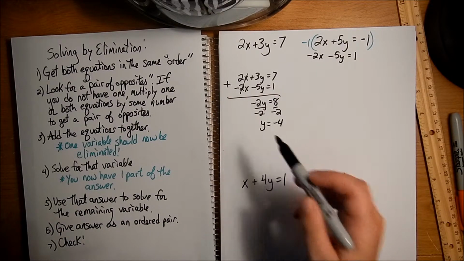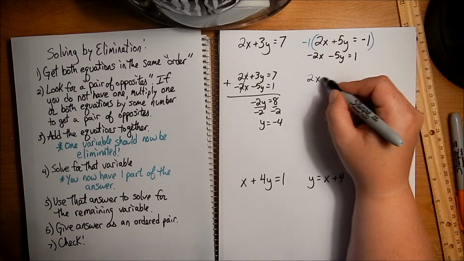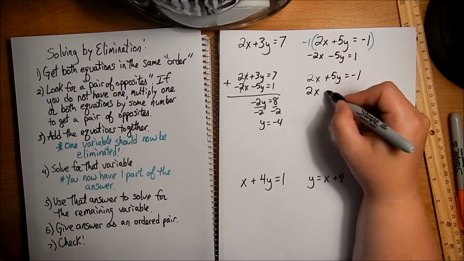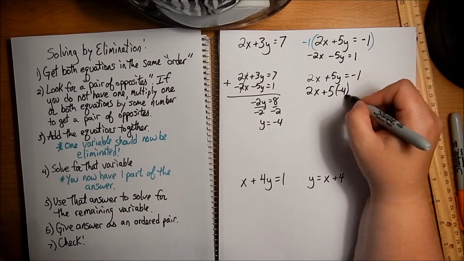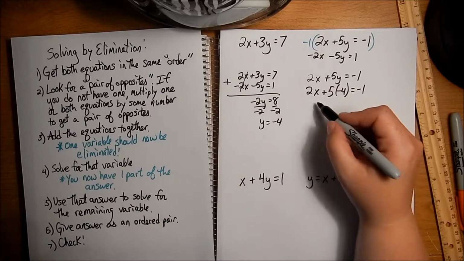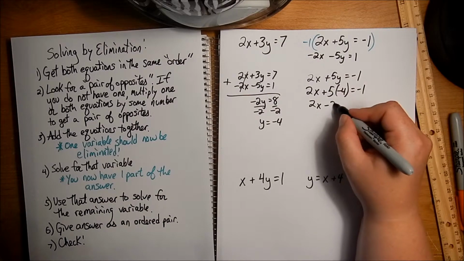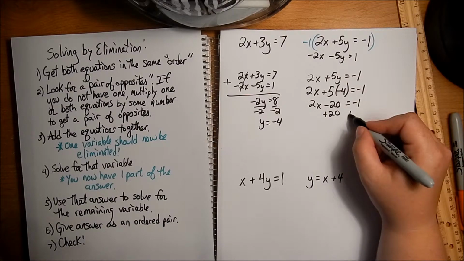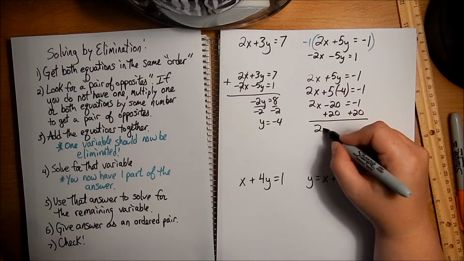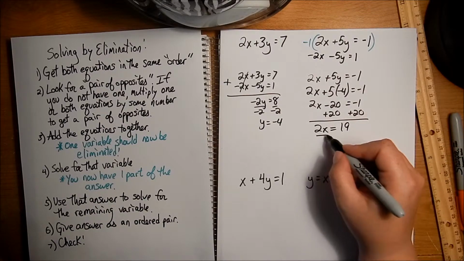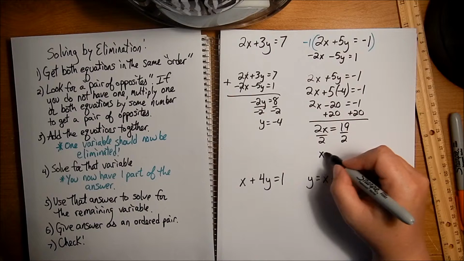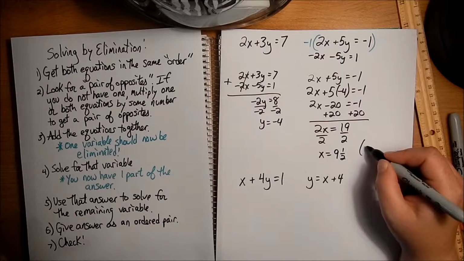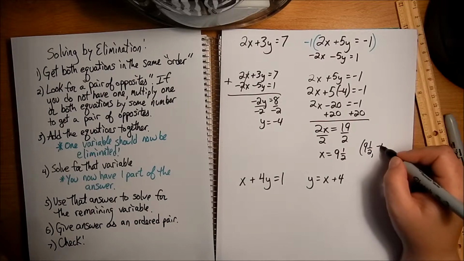If I know that y is now -4, let me take my original, 2x plus 5y equals -1, and I can plug in a -4 for y. And now I can solve for x. 5 times a -4 is a -20 equals -1. I can add 20 to both sides. And I get 2x equals 19. Divide both sides by 2. And in this case, I'm going to get 9.5. So now I have x is 9.5, y is -4.